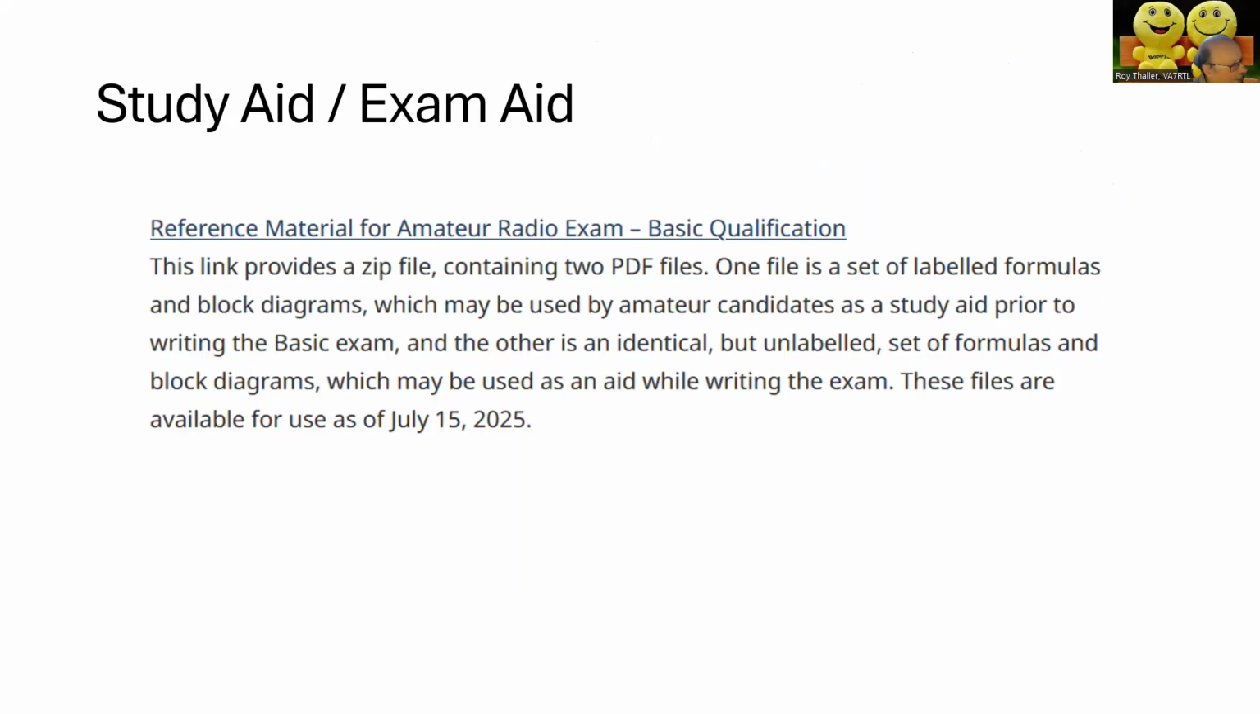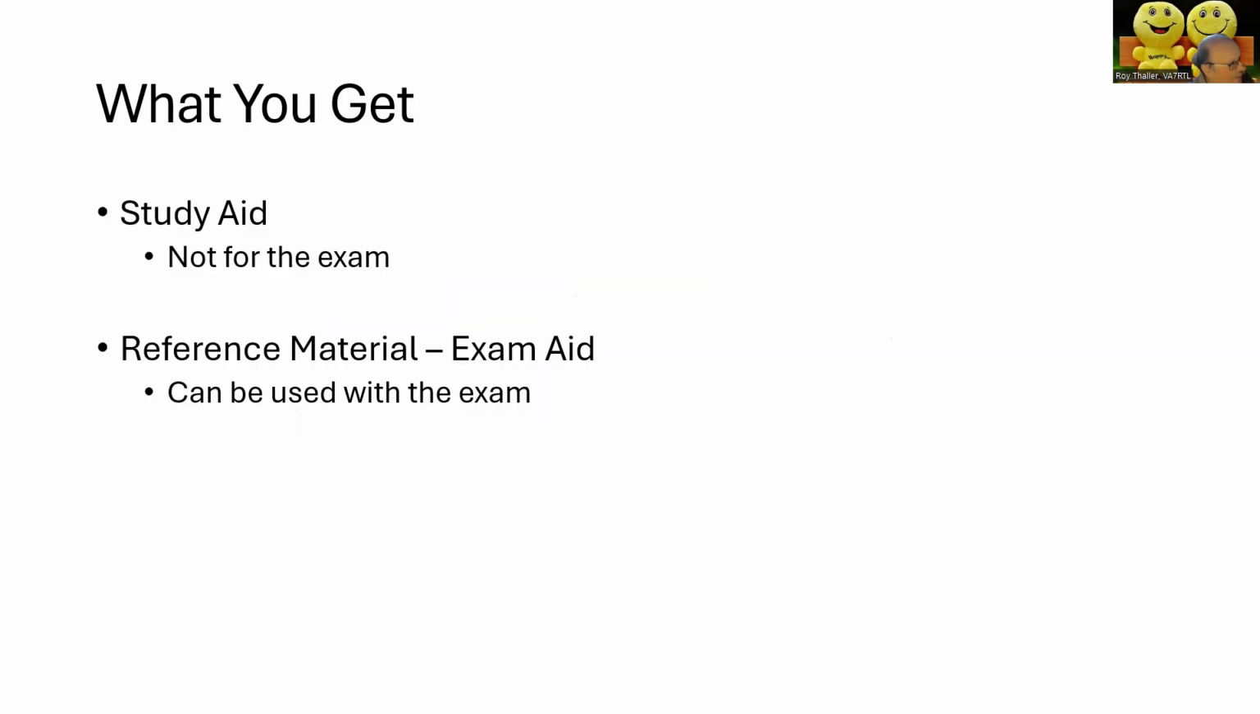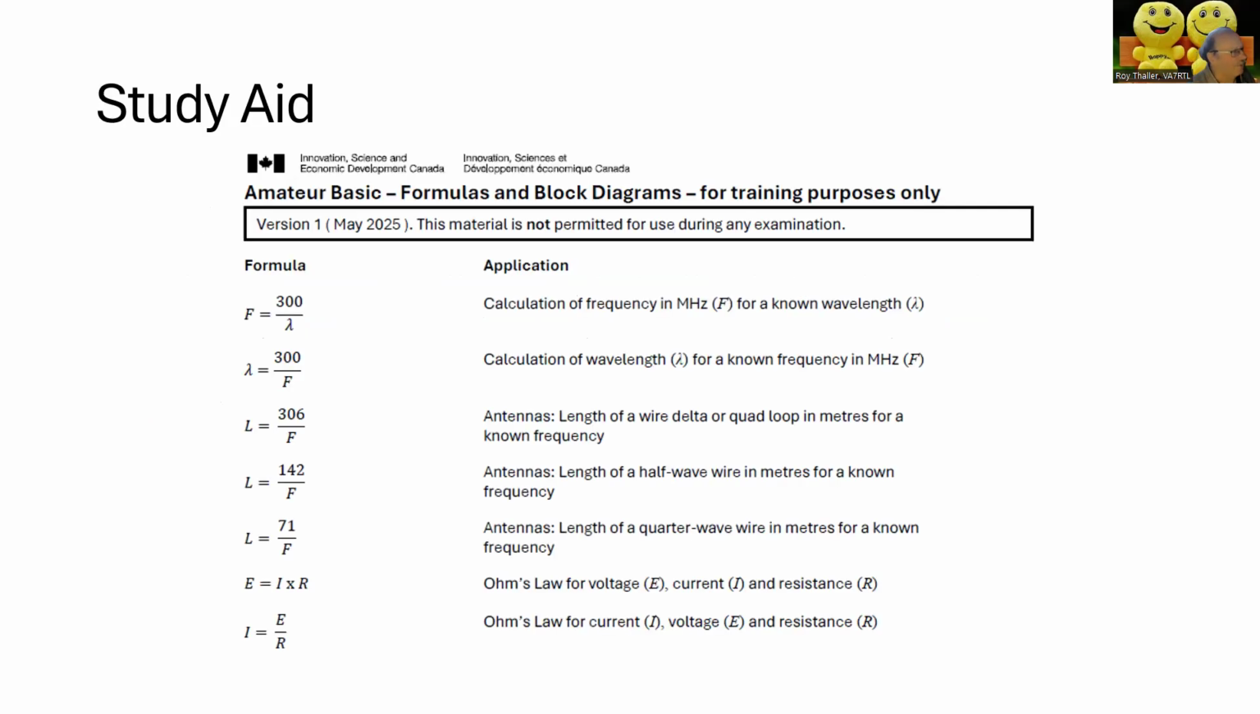So there's two files that you can download from the ISED website. A study aid, which you can't use in the exam, and reference material or exam aid, which you can use in the exam. So this is an example of the study aid. It gives you the formula and it also gives you what it means.